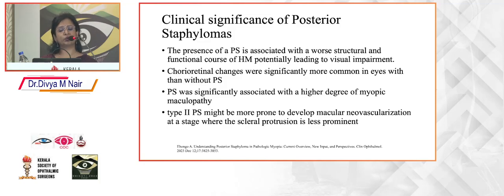Why do we need to know about them? The presence of a staphyloma has worse structural and functional outcomes in high myopia, with more visual impairment. Chorioretinal changes are more significant in these patients with staphyloma. It is associated with a high degree of myopic maculopathy, and also with myopic neovascularization.